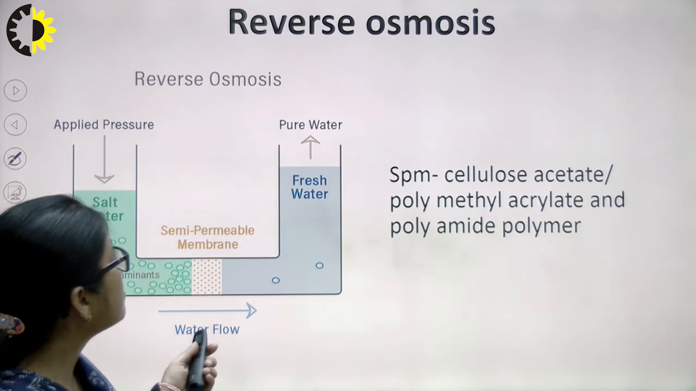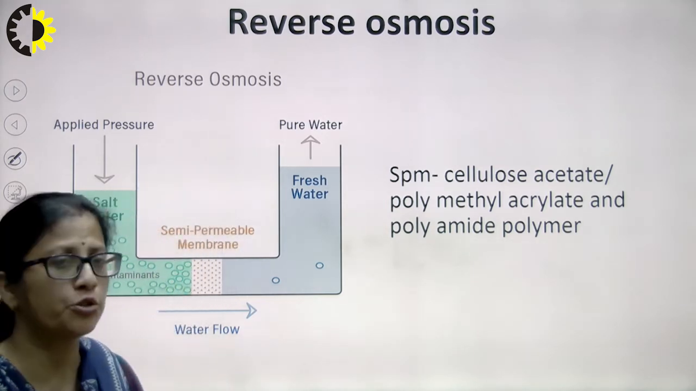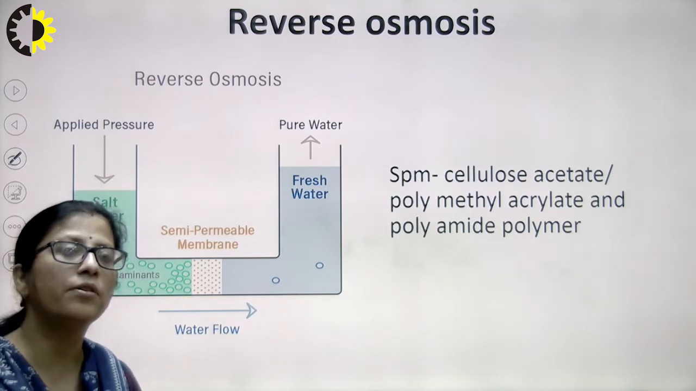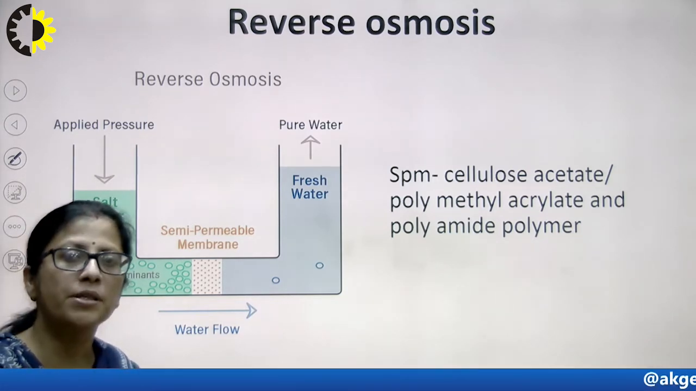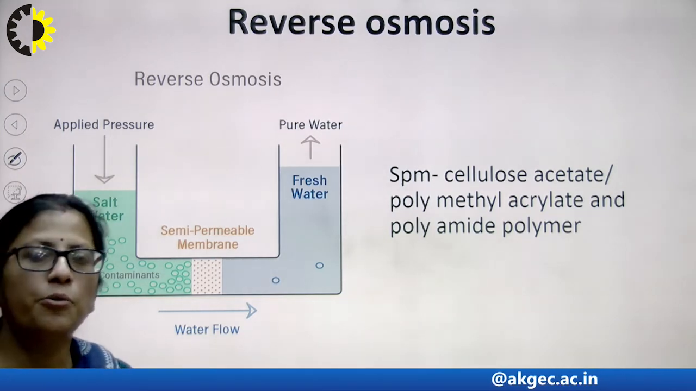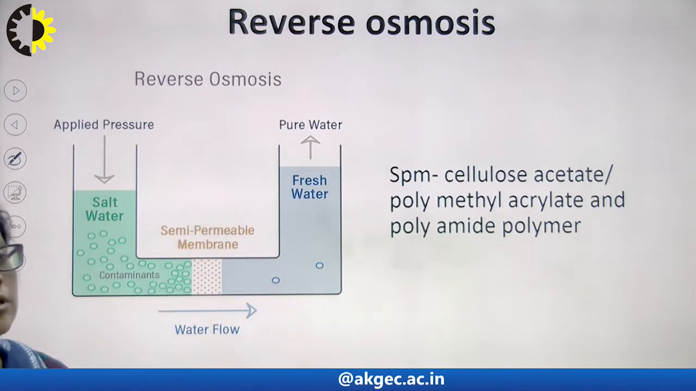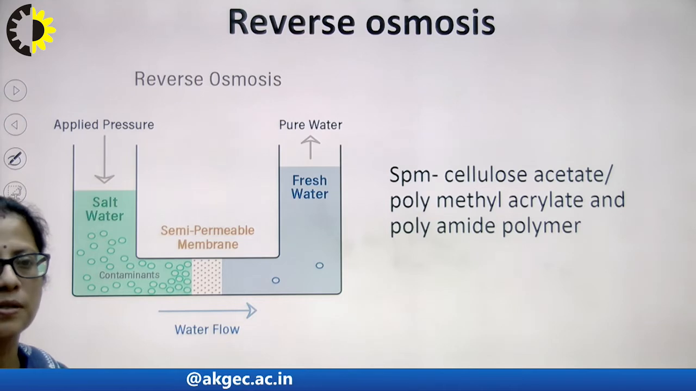Now there are different methods for the desalination of brackish water, but I am going to concentrate on one method, that is reverse osmosis, because distillation is also one process, freezing is another process, but we have only one process to study in detail, that is the reverse osmosis.